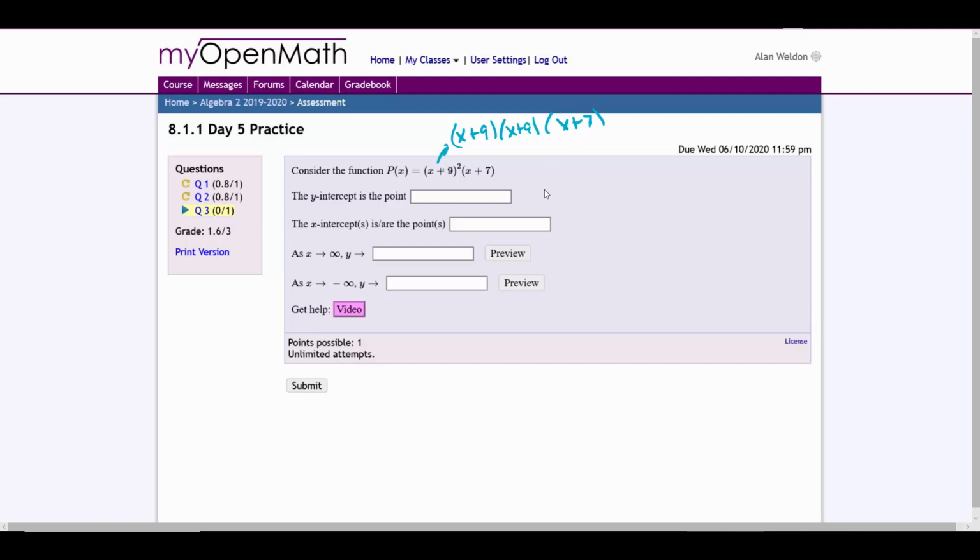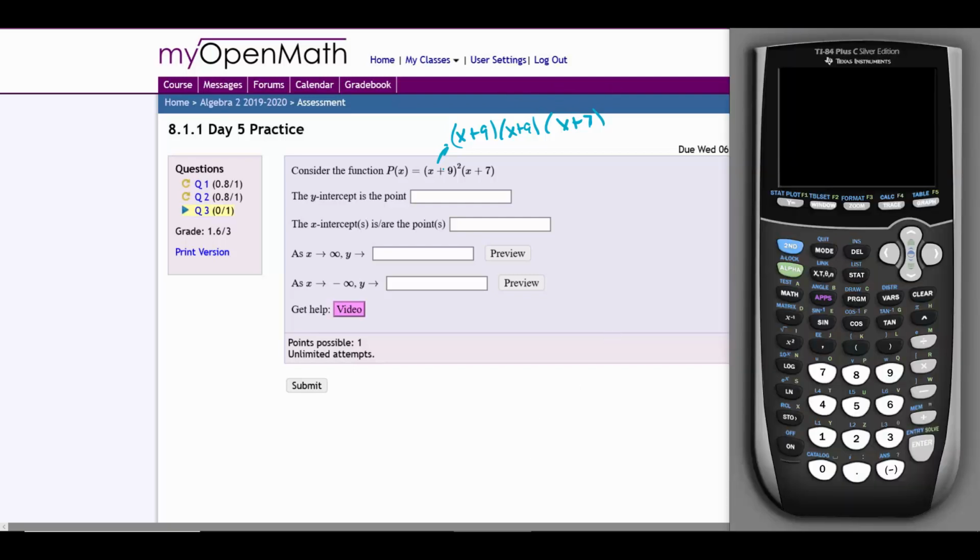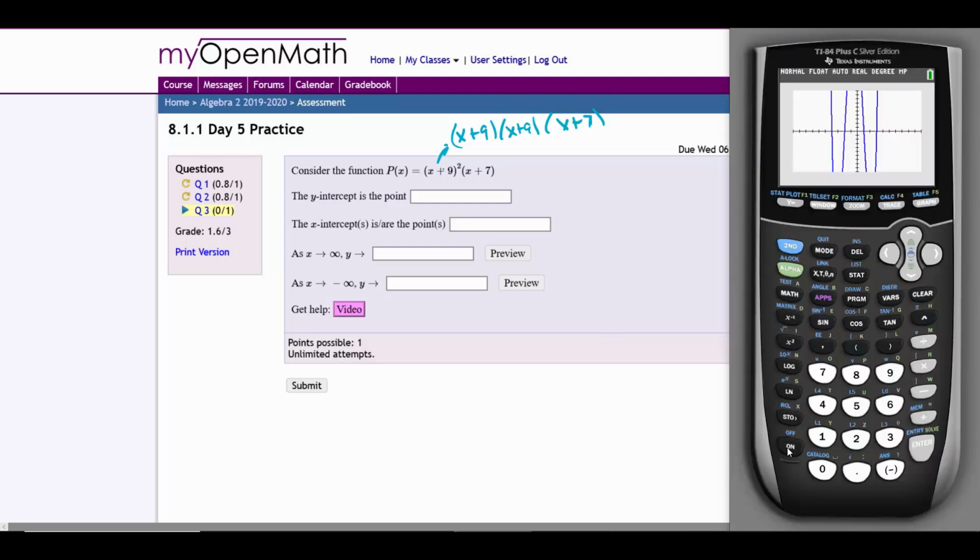Okay. And the quick way to figure out a y-intercept, and we talked about this in the first section of notes, is to take these numbers that are inside of the factors and just multiply them. So I could do 9 times 9 times 7, and that'll tell me where the y-intercept is going to be. So I'm just going to pull up my calculator and do that calculation real quick. Okay, so 9 times 9 times 7, which means my y-intercept is going to be at 567.